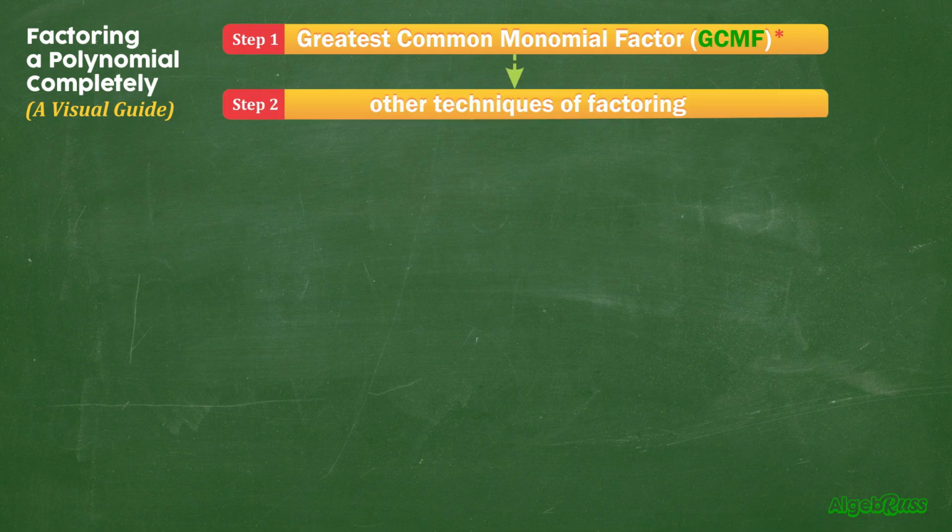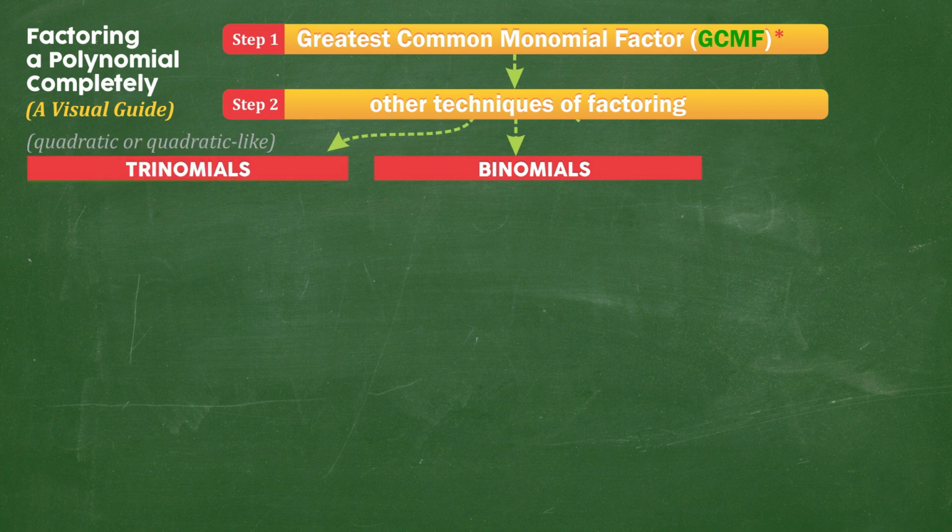Step 2. Identify the type of polynomial. After you've pulled out the GCF, look at the remaining polynomial. Its structure will tell you which factoring method to use. So it can either be a binomial, 2 terms, or a trinomial.